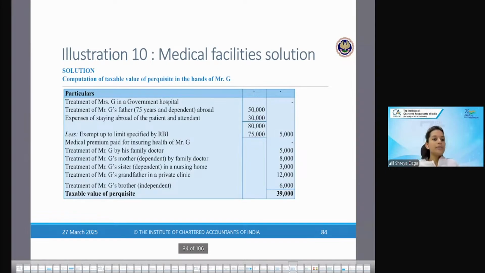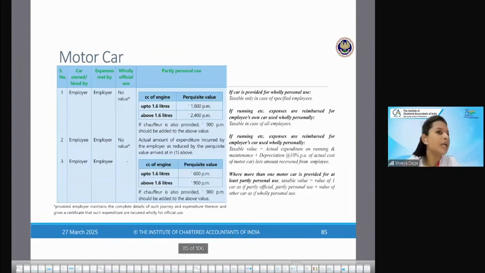Let's do motor car. Okay, we have some more time in today's class, so we have a little more time also. So let's do motor car. Motor car value, motor car, something strikes a bell.